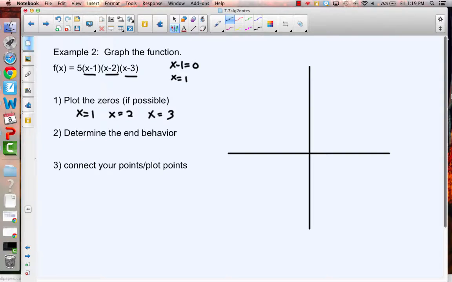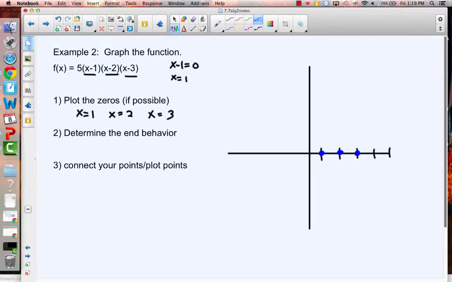So what I'm going to do is plot those points on my graph. So we have, and I give myself a little bit of space here just in case, the point at x equals 1, the point at x equals 2, and the point at x equals 3. All right, so those are our first 3 points of our graph.